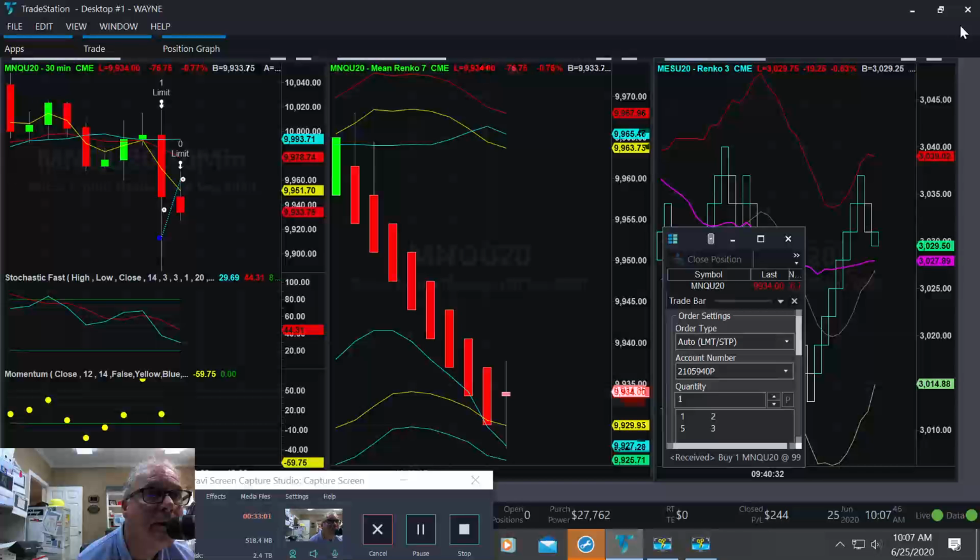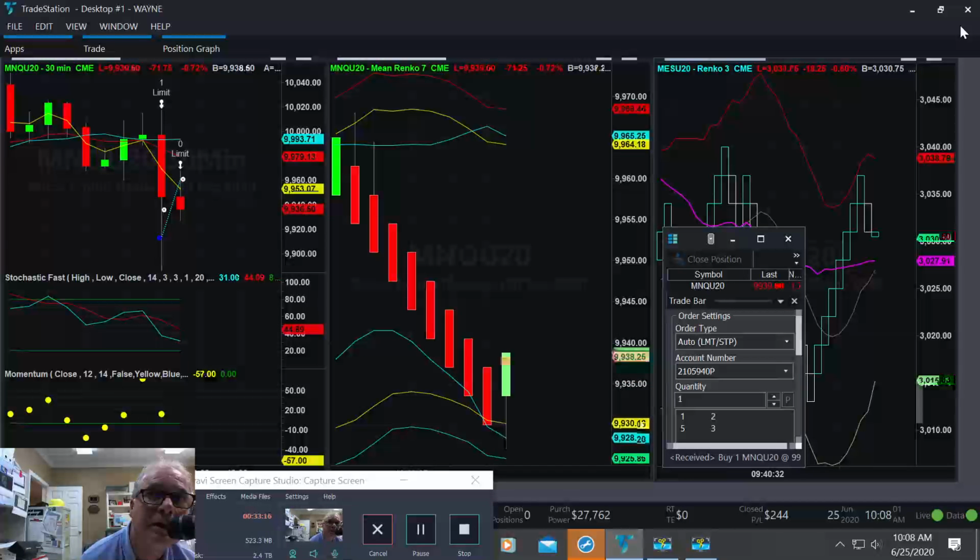We'll see. Momentum is really negative. Now, again, I don't know how accurate what that means. It's moving up a little. It was minus 60 a second ago.